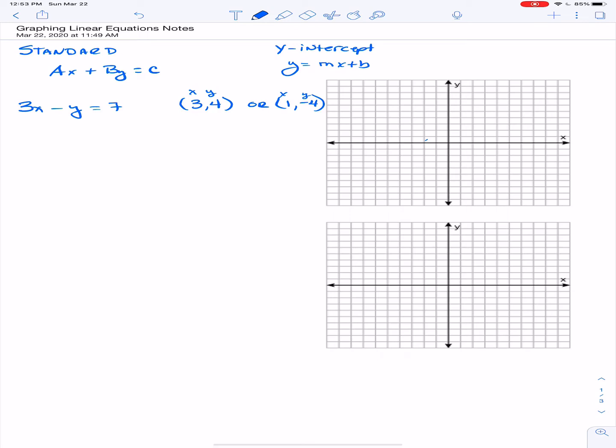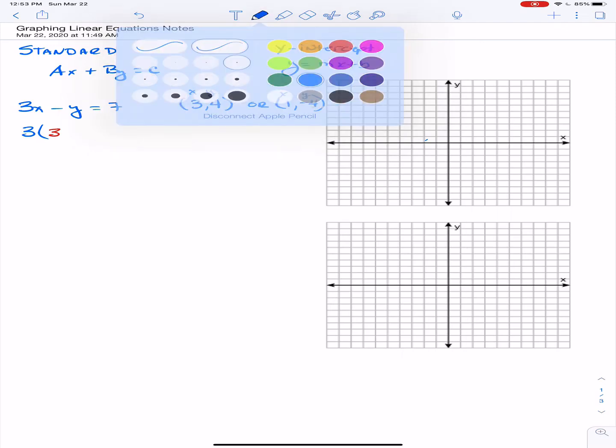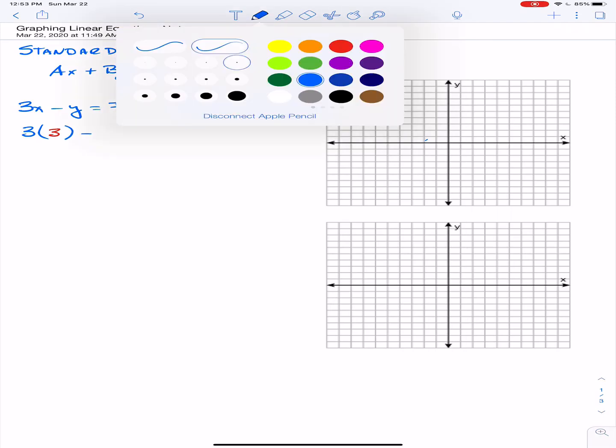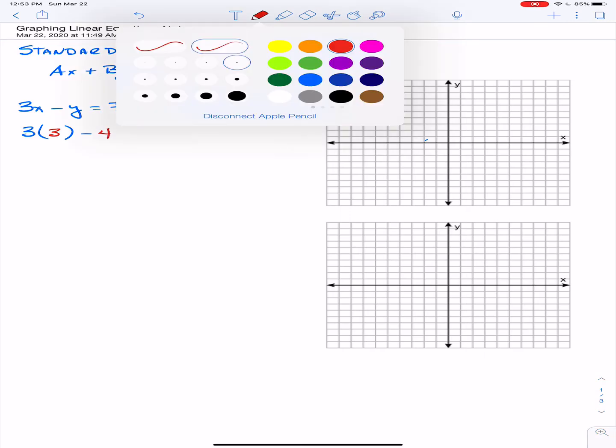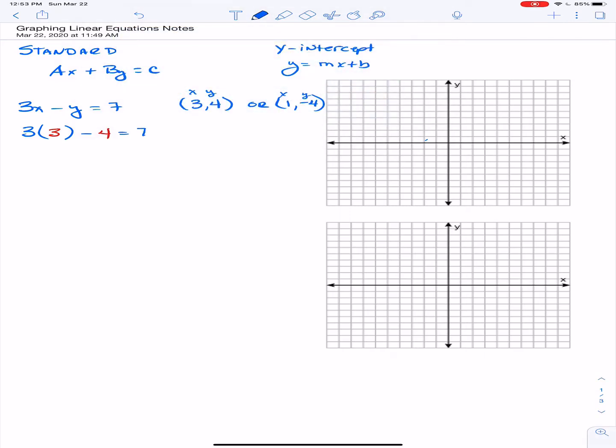So I'm going to go ahead and substitute 3 in for x, 3 times 3 minus 4. I'm going to substitute 4 in for my y. And then I'm going to see if this is a true statement. Well, 3 times 3 is 9. 9 minus 4 is going to give me 5. And 5 does not equal 7.